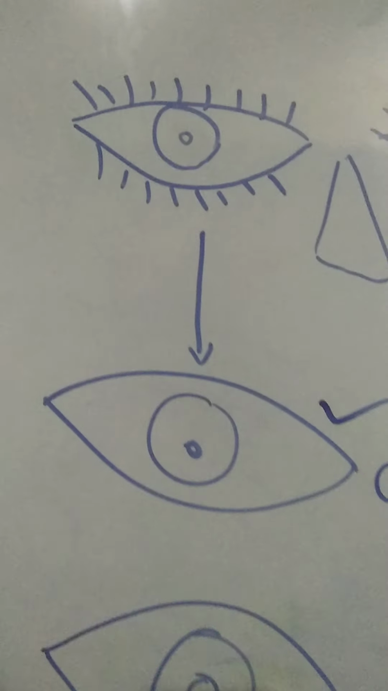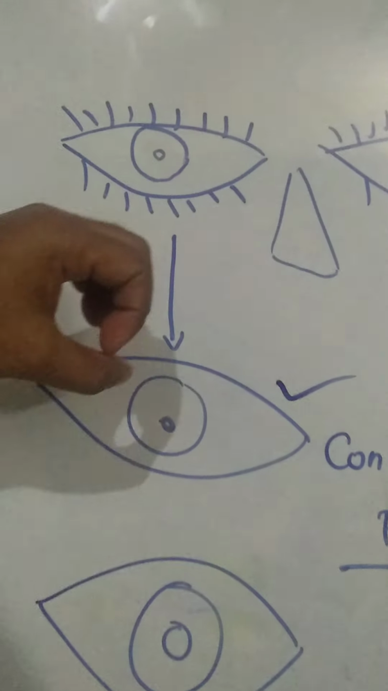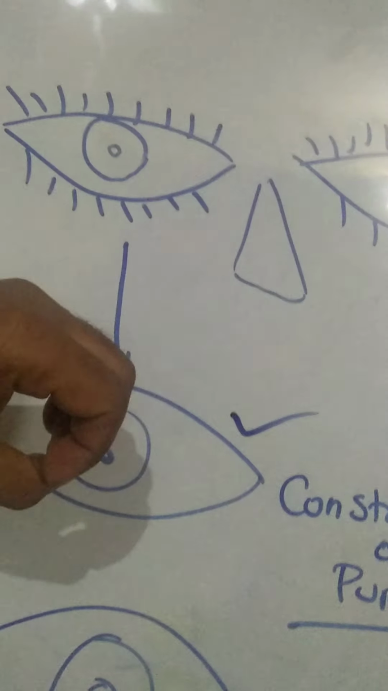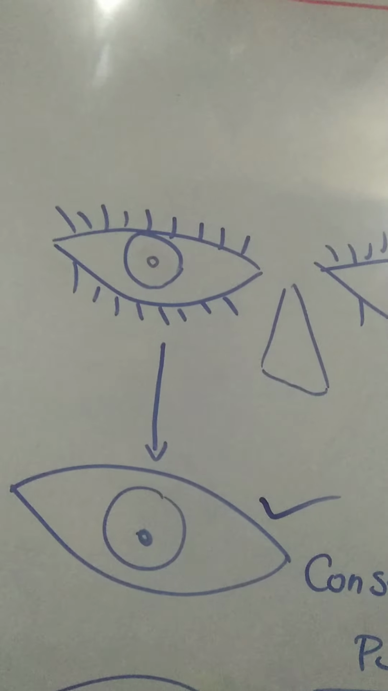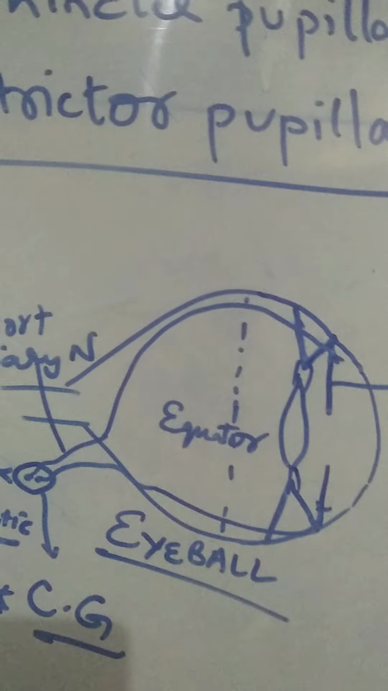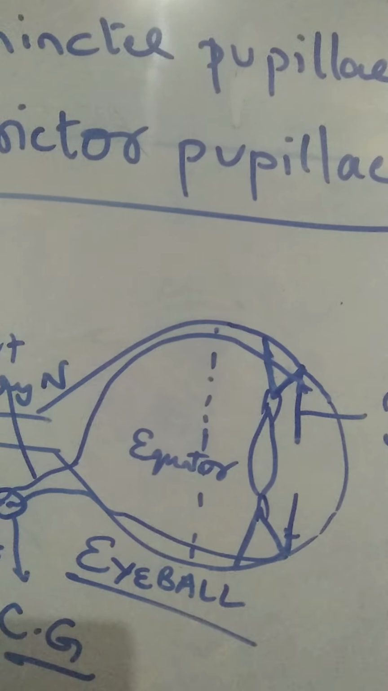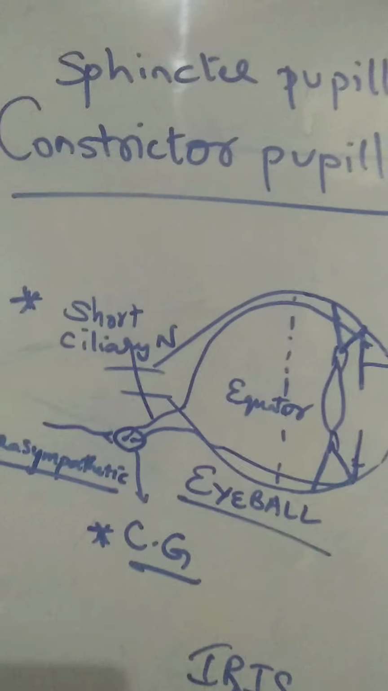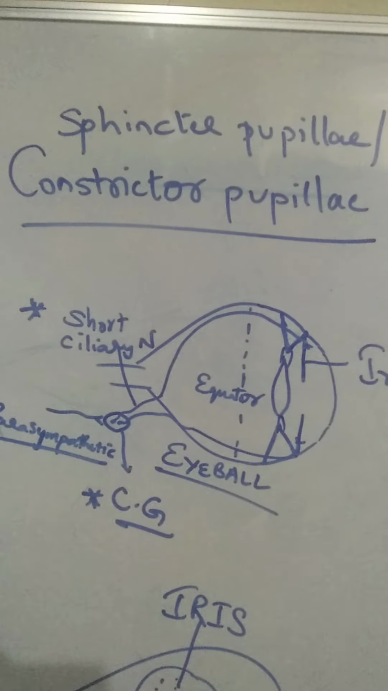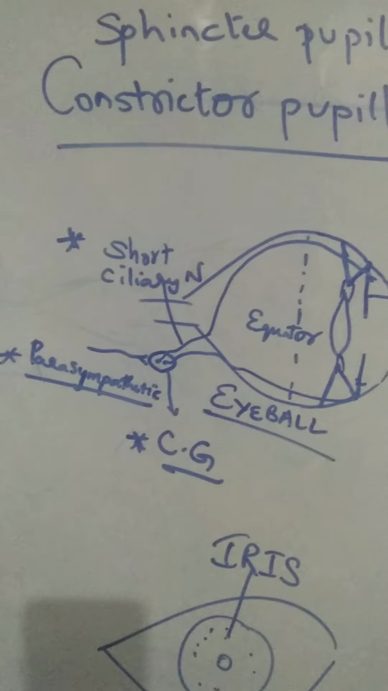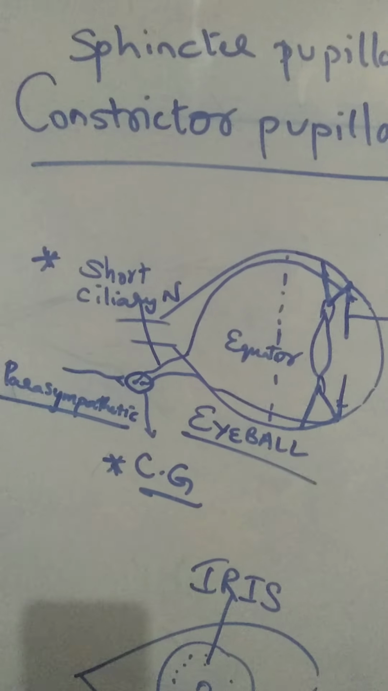Before you actually sleep off, there is constriction of the pupil so that the amount of light entering your eyeball is minimized. Then only you will get sleep, right? So that is an additional point of interest. The constrictor pupillae will get activated whenever the parasympathetic nervous system gets activated.